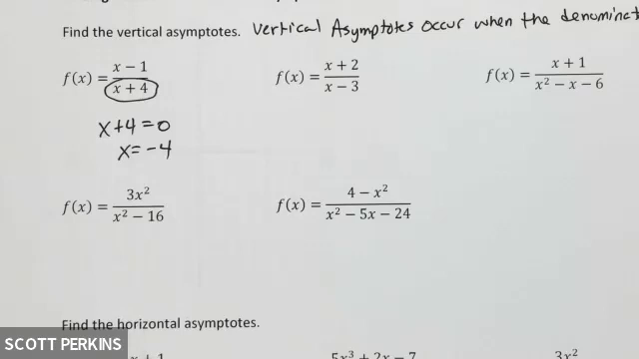All right, I'm going to give you 40 seconds for the next one. I want you to figure out the vertical asymptote of f of x is equal to x plus 2 over x minus 3.